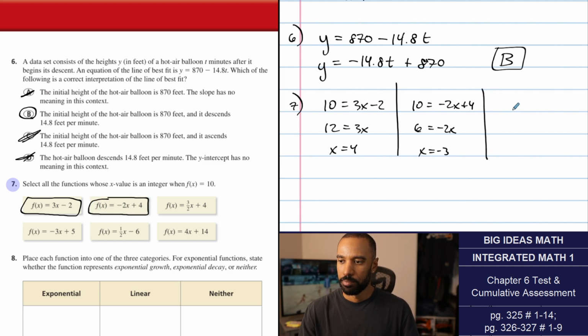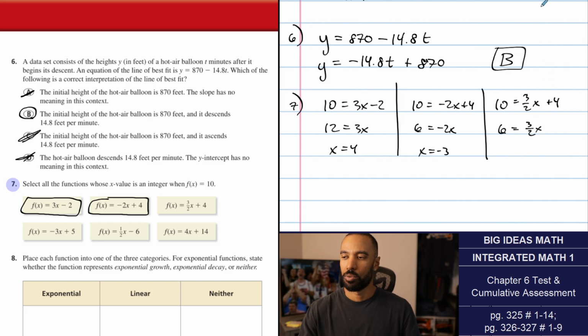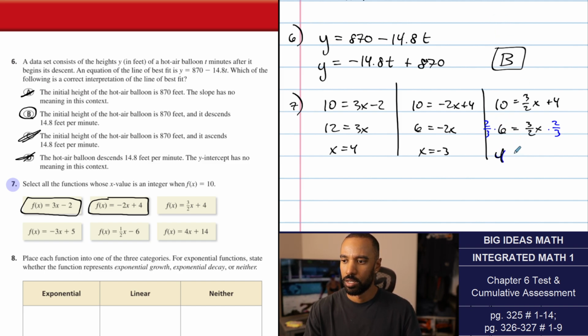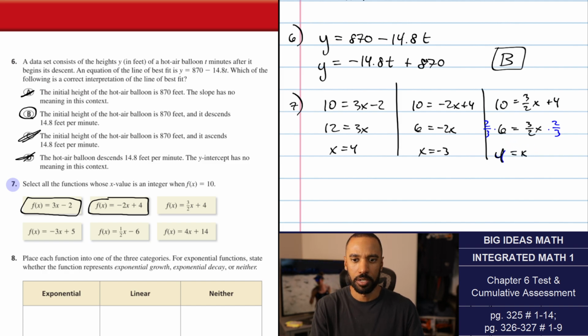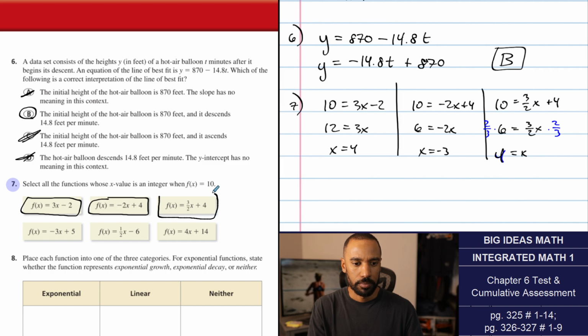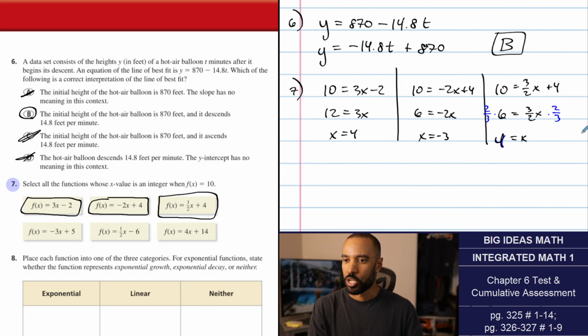Substitute 10 here for y. 3 halves x plus 4. Subtract 4 here to get 6. Now, dividing by 3 halves is multiplying by 2/3. So times 2/3 here and here. 6 divided by 3 is 2. 2 times 2 is 4. So x equals 4. So far, the first 3 all look good. Let's check out the next 3.